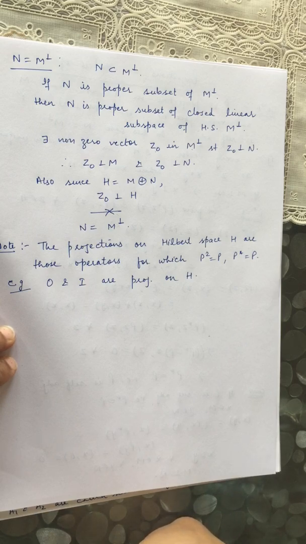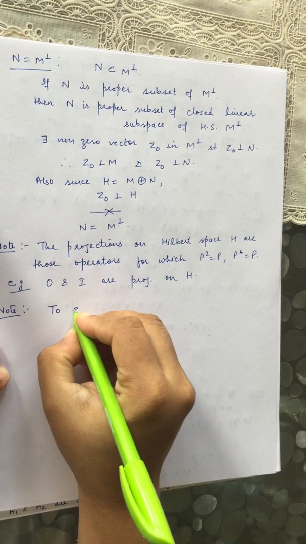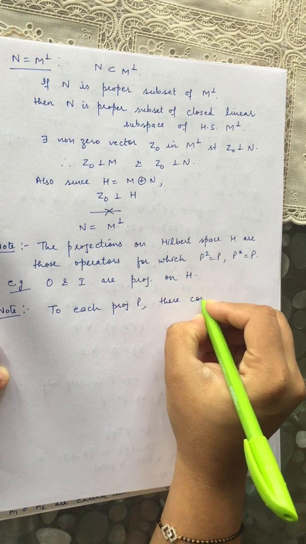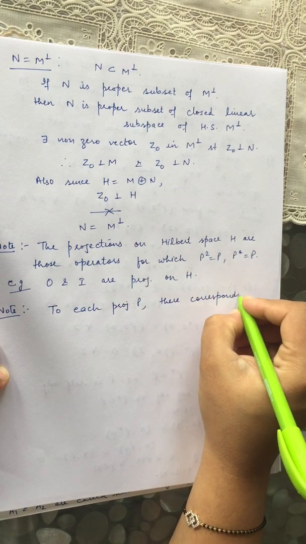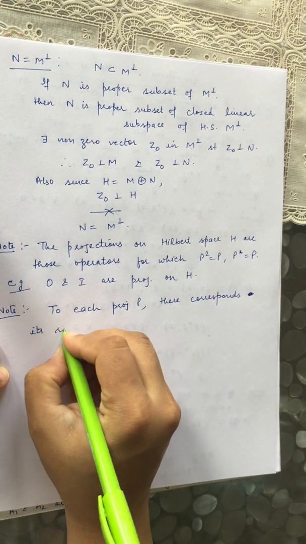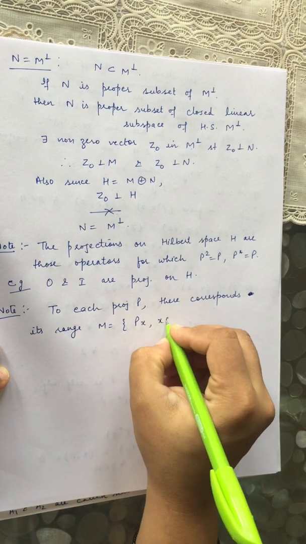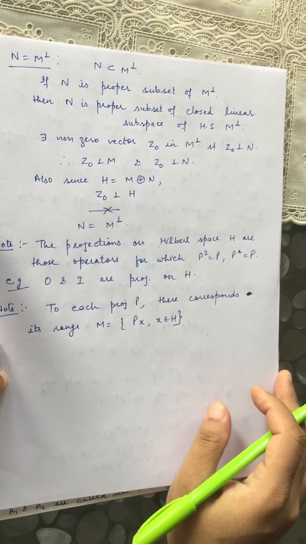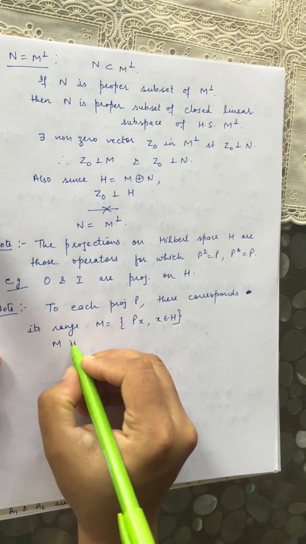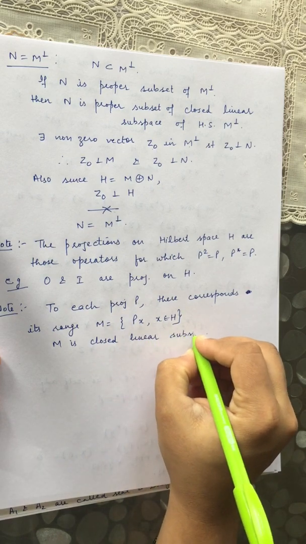So to each projection P, there corresponds a range space, or you can say its range space M, and M consists of all the vectors of this type Px for any x in H. Now this M is a closed linear subspace. M is closed linear subspace of H.